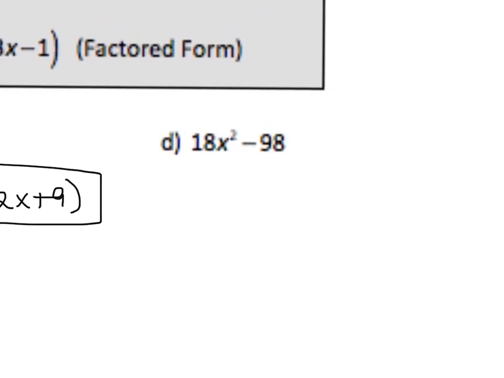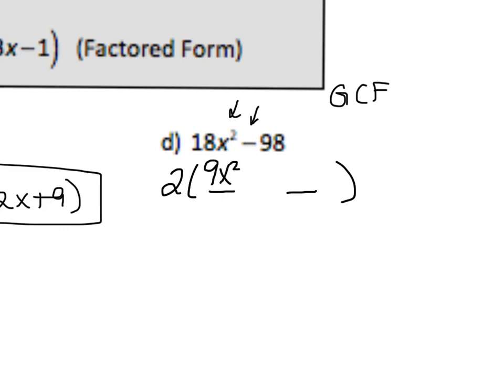Now D is a little bit different. We have an x squared, we have the difference, but 18 is not a perfect square, nor is 98. So we go back to the question of, is there a greatest common factor? And there is. There's a factor of 2 in each of these. So if I take out a 2 and write my leftovers, 2 times what gets me back to 18x squared? That's going to be 9x squared. 2 times what gets you back to negative 98? That's negative 49.